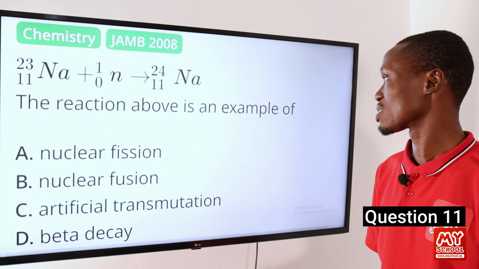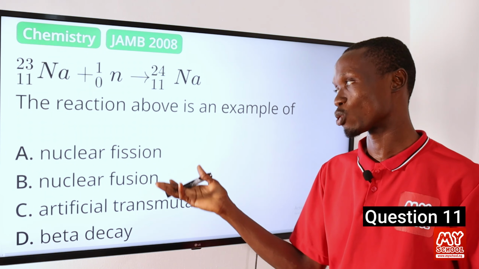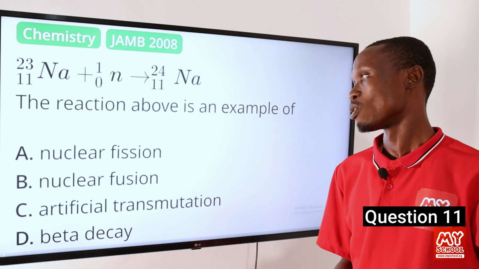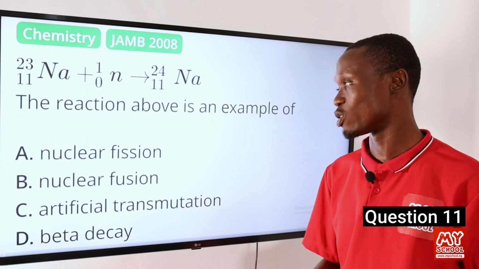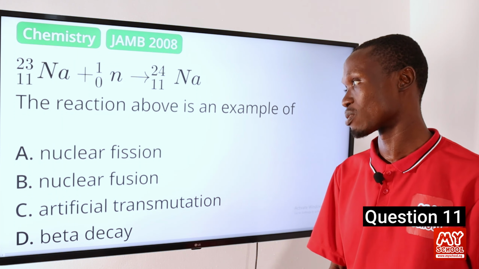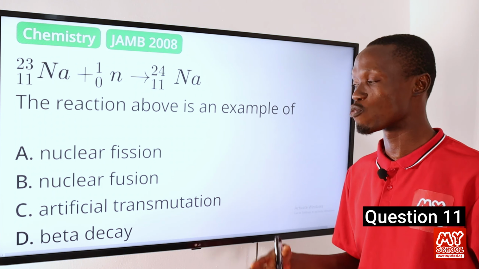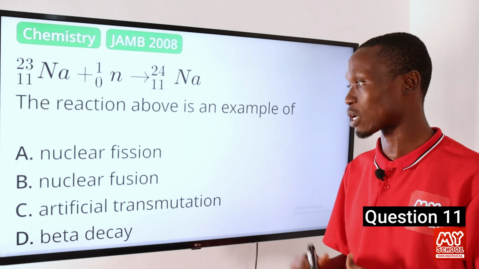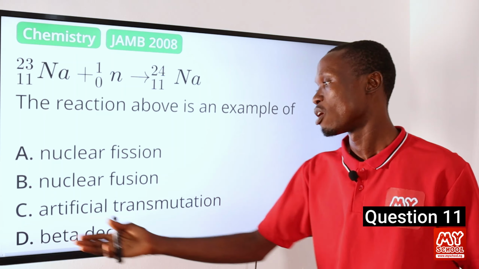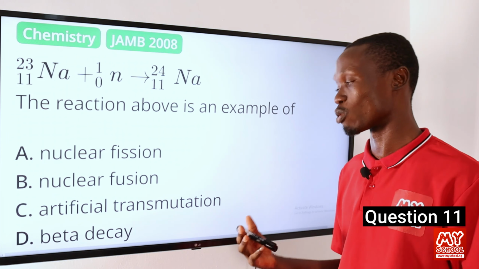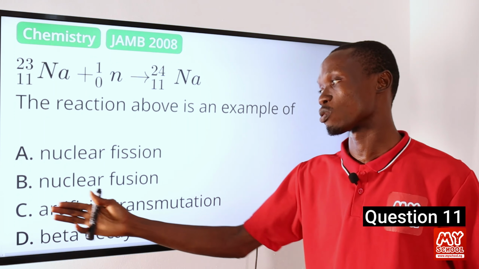The reaction above is an example of that. Nuclear fission? No, in nuclear fission, a heavy nucleus is broken down into two lighter ones. While B, we have nuclear fusion. In nuclear fusion, two lighter nuclei are brought together to form a heavier one. While option C, we have artificial transmutation. So the answer to this question is option C.